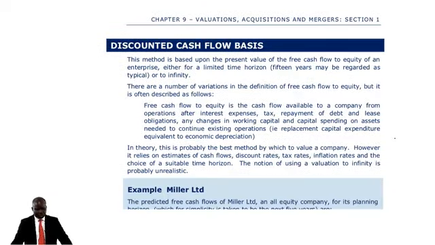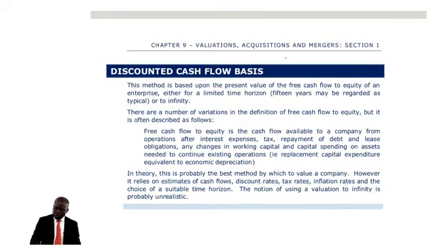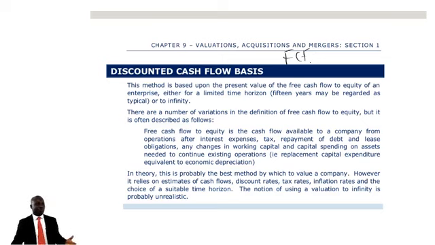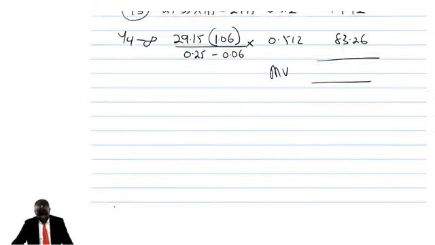Now let's go to the discounted cash flow basis. As I told you, this is the same as what? The free cash flow basis. And according to the free cash flow basis, the value of the company, which is the corporate value, is the present value of the future what? Cash flows, isn't it? Is the present value. I'm just refreshing your mind.